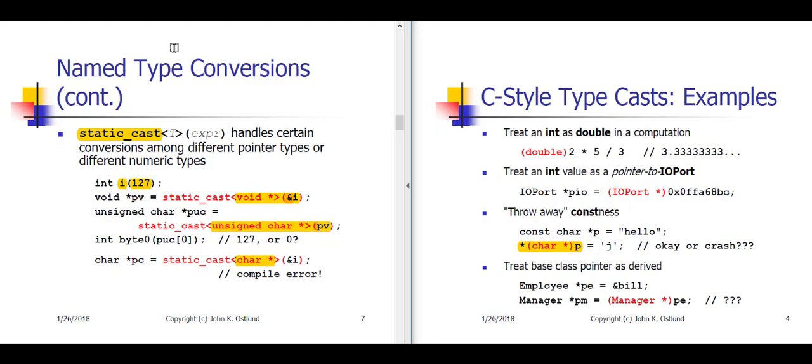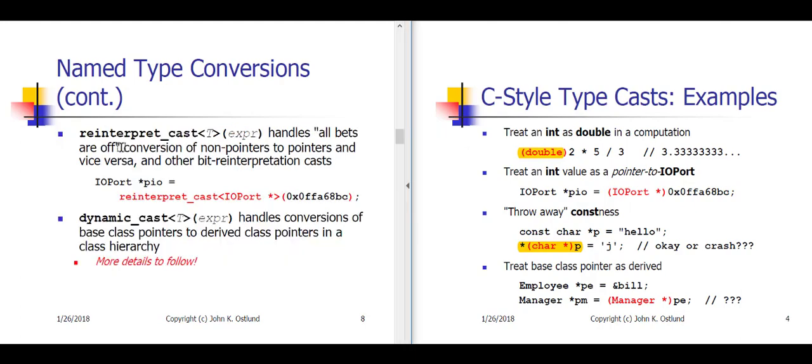Static cast can also be used to convert among numerical types. So static cast could be used in the way that we're doing over here with double on slide 4. It would allow us to take an int value and convert it to a double, or a double value and convert it to an int, and so forth.